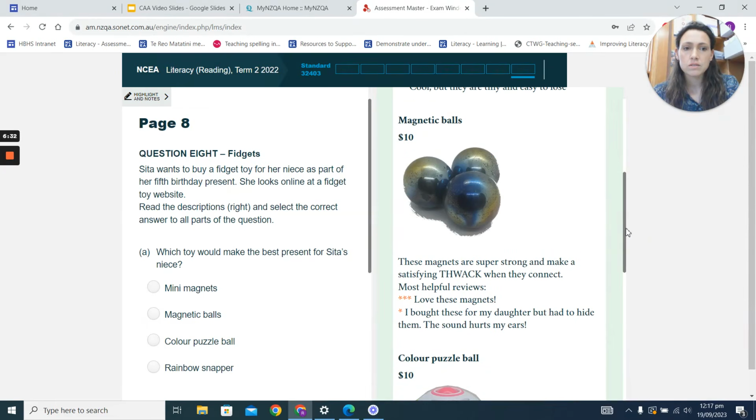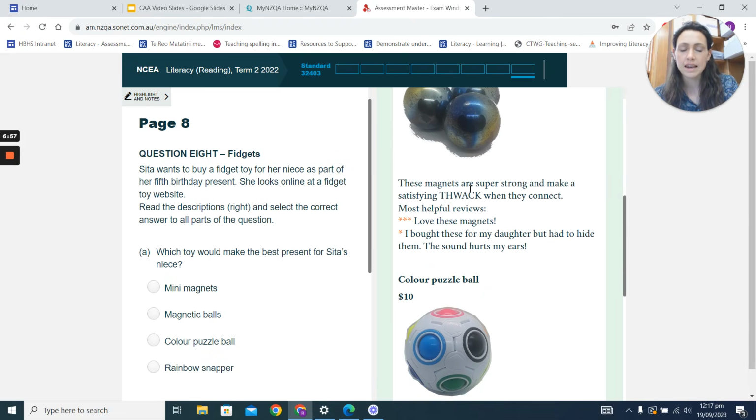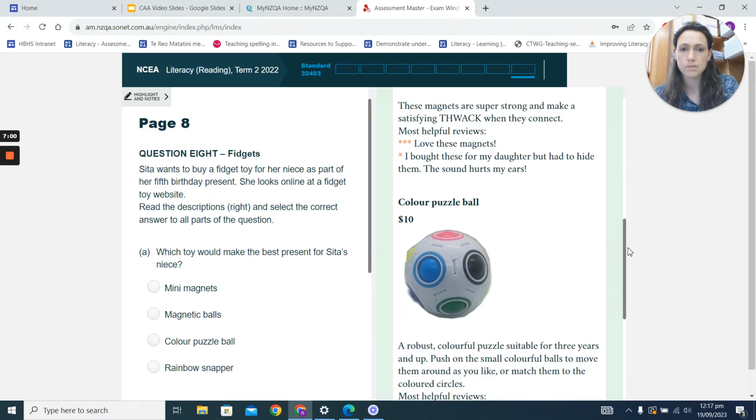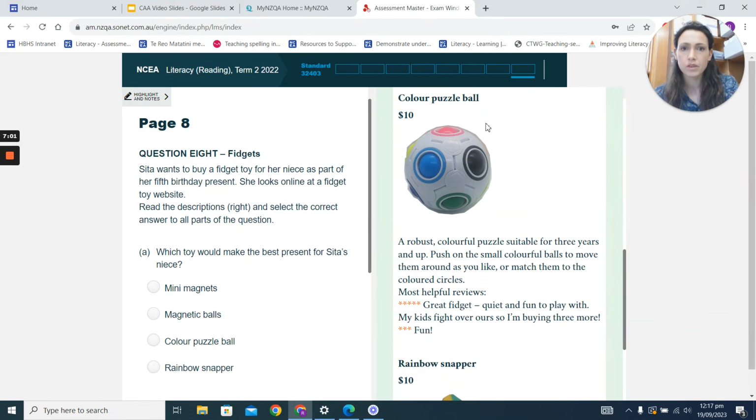The second one is the magnetic balls. It's the same price, $10. These magnets are super strong and make a satisfying THWACK when they connect. Now I'm thinking that this has been put in capitals to let us know that the noise is really loud. Most helpful reviews, 3 stars, love these magnets. And 1 star, bought these for my daughter but had to hide them. The sound hurts my ears. Okay. It does say that they're loud in the write-up, so maybe she should have realised that.